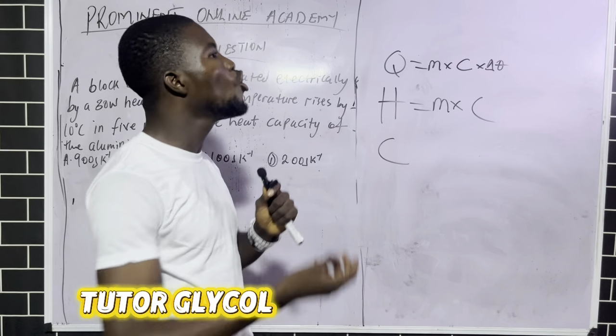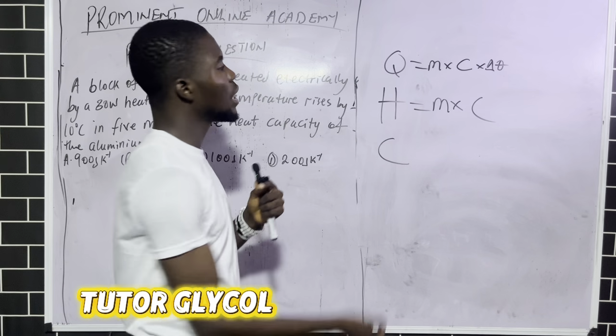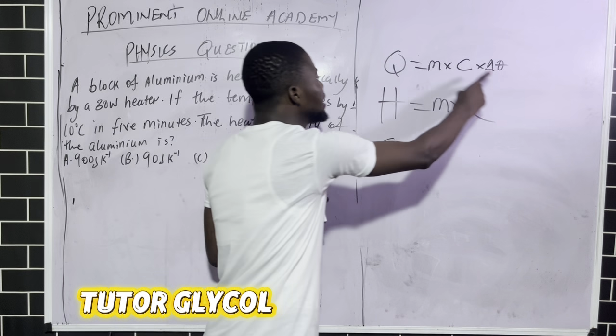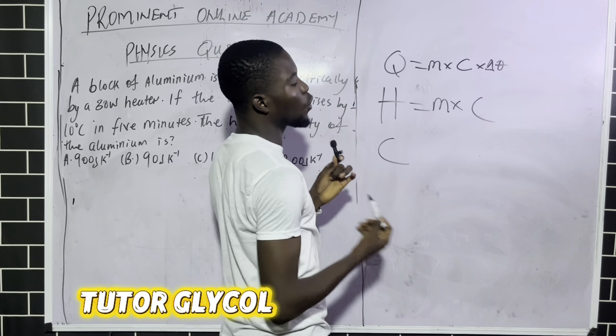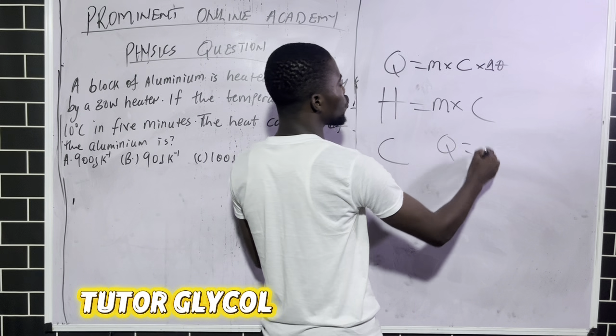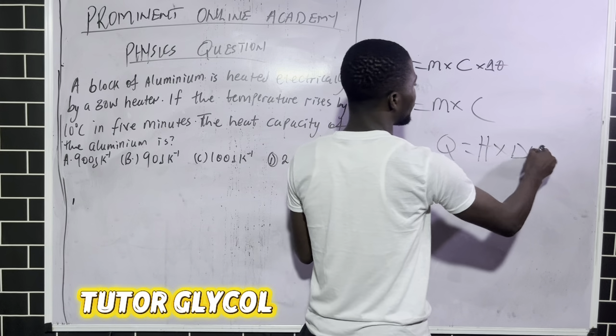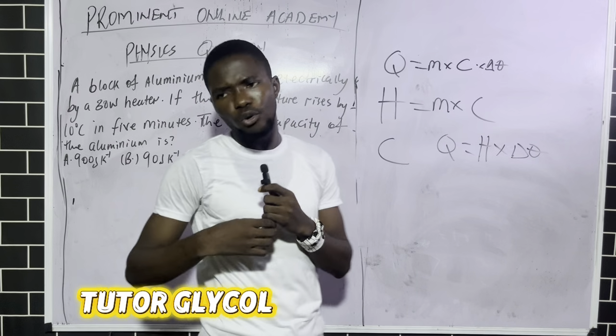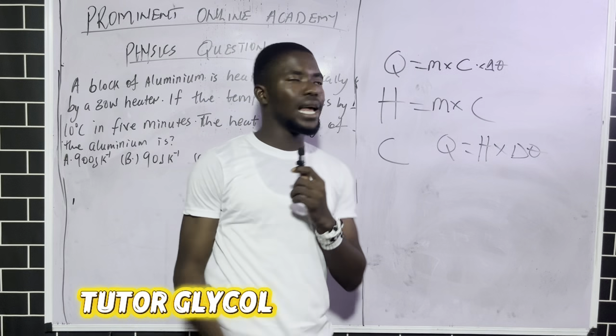So if the question asks you for the heat capacity, all you have to do is multiply the mass times the specific heat capacity. Knowing this, if I want to rewrite the formula, my quantity of heat, if they give me heat capacity, will simply be what? Q is equal to H times the change in temperature. Is that not it? Where H alone is taking the place of mc. Are you following me at all? Good. So now let's go back to the question.